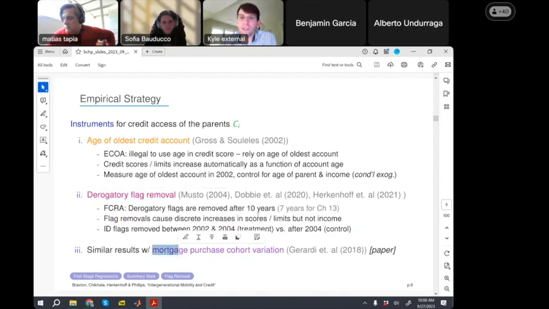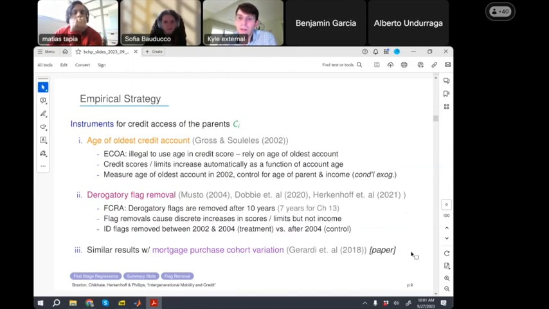We do these J tests, these overidentification tests, and the age of the oldest credit account conditional on our controls passes the J test with flying colors. But there is no true test of exogeneity, and there are multiple threats to the exogeneity of this particular instrument, but the benefit is it applies to all households. If you're willing to buy the conditional exogeneity, this is perhaps our broadest set of estimates. If you're not happy with that, the derogatory flag removal comes closer to the cleanest variation we can get, but a narrower subset of households for which this applies.